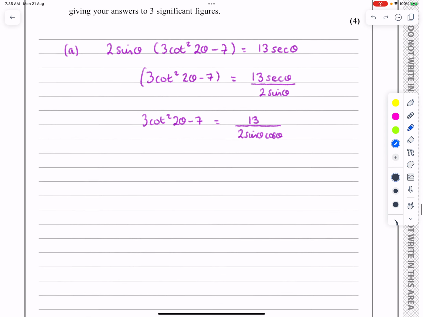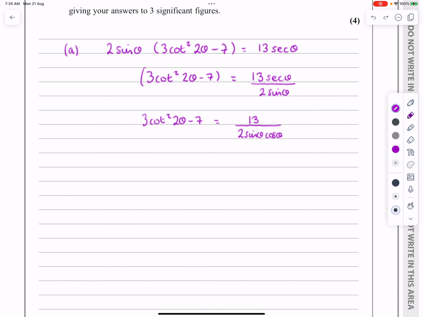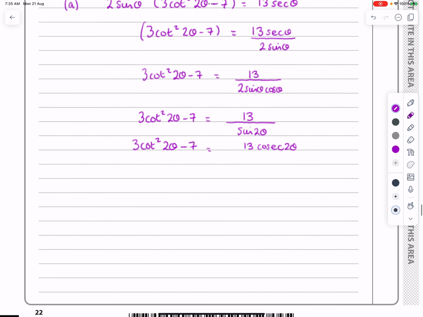So, as I said to you at the start of this question, knowing what your identities are really is absolutely essential to this, because I've now got 13 over sine 2 theta here, and I know that 1 over sine is cosec. So right, I'm getting really close to my answer now, because on this side I've got 13 cosec 2 theta. Now you could have changed this 3 cot squared 2 theta minus 7 right at the start. You could have done all that. I was just, because I'm explaining it to you guys, focusing on the right hand side.